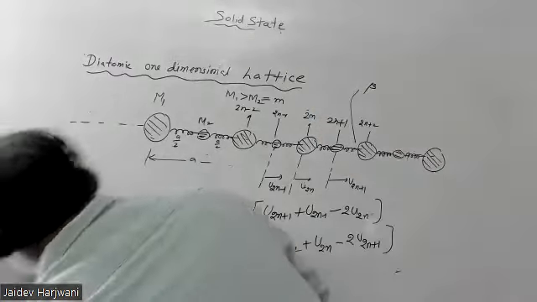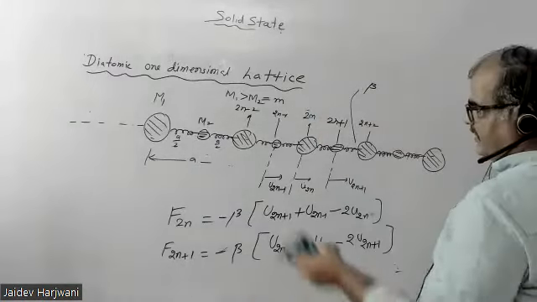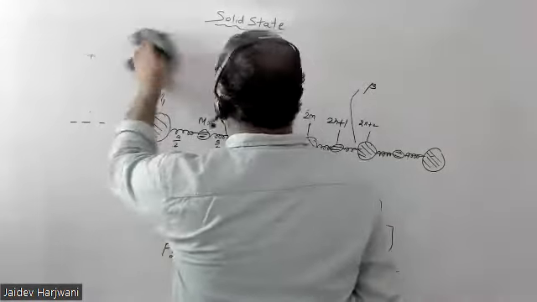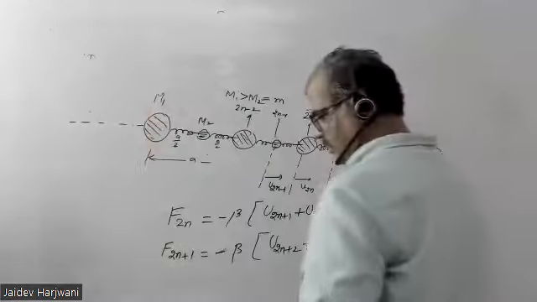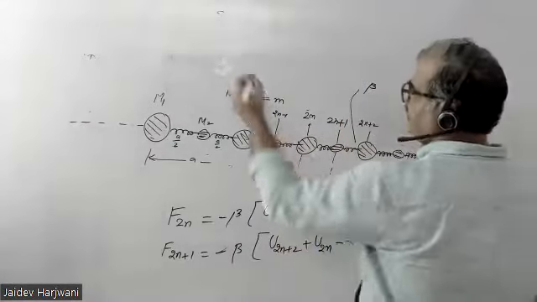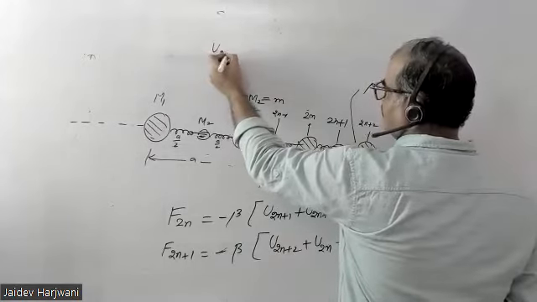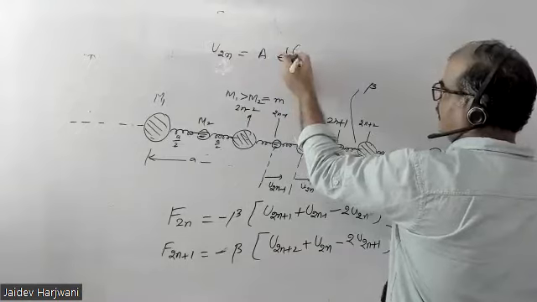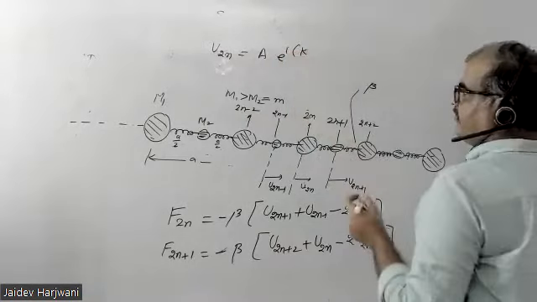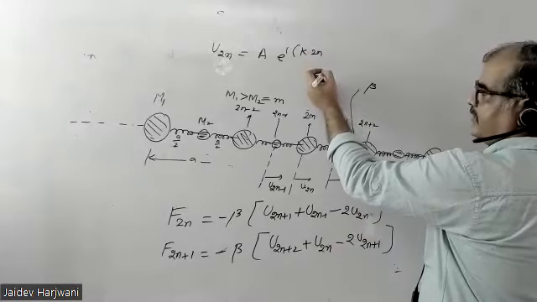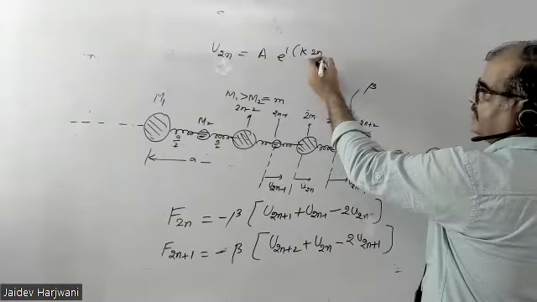Now I can erase this one. Now you just write the solutions, the way yesterday we have written the solutions. So now, how can we write U2n? If I want to write U2n, what do I write? A exponential iota k, what should I write? 2n, and yesterday we were writing na. Now instead of a, what? a by 2.